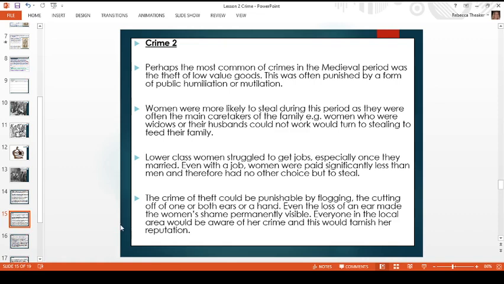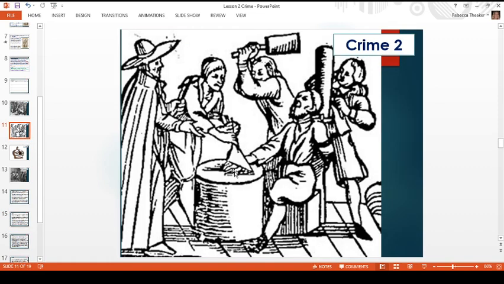The crime of theft could be punishable by flogging. Flogging is another term for whipping someone on the back, cutting off one or both ears, or even cutting off a hand, which is what we see going on in this image here. She's having her hand cut off.